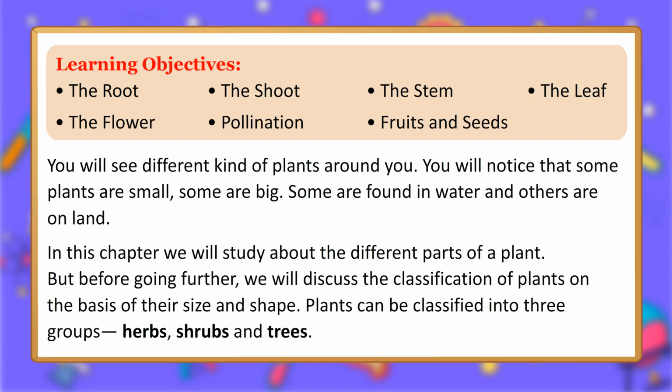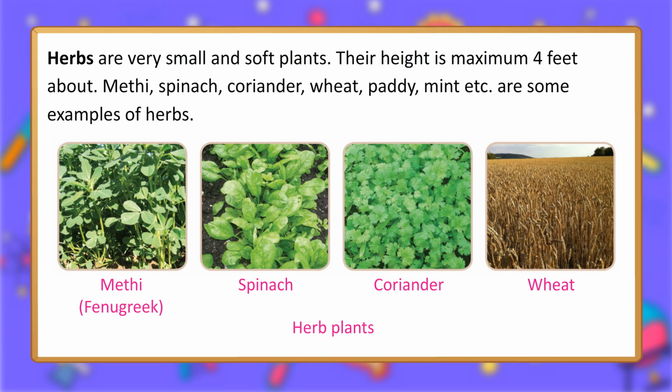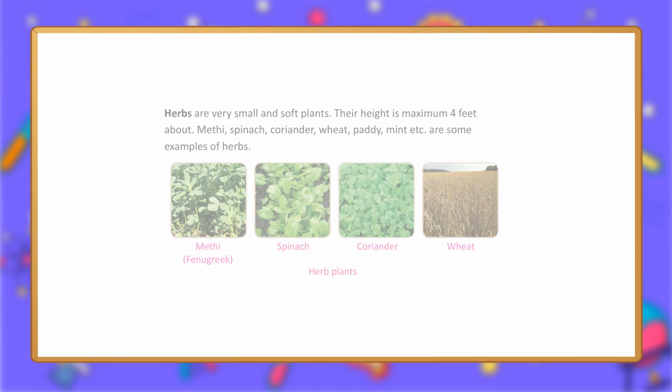Plants can be classified into 3 groups: herbs, shrubs and trees. Herbs are very small and soft plants. Their height is about 4 feet at maximum. Methi, spinach, coriander, wheat, paddy, mint etc. are some examples of herbs. Herb plants: methi, fenugreek, spinach, coriander, wheat.